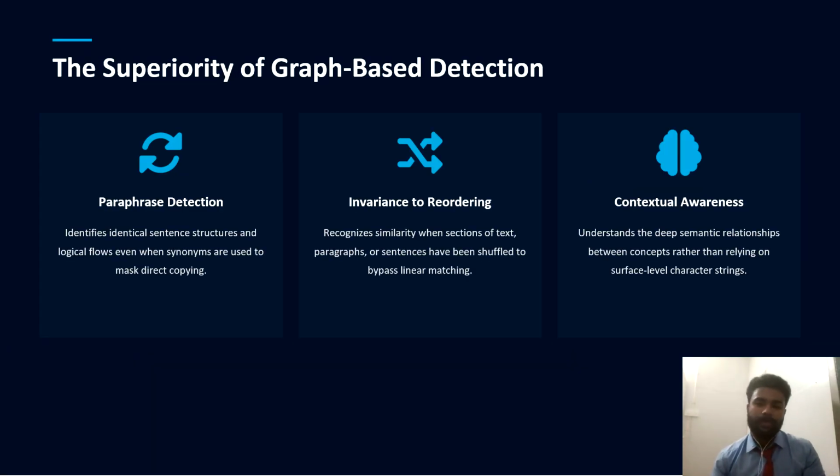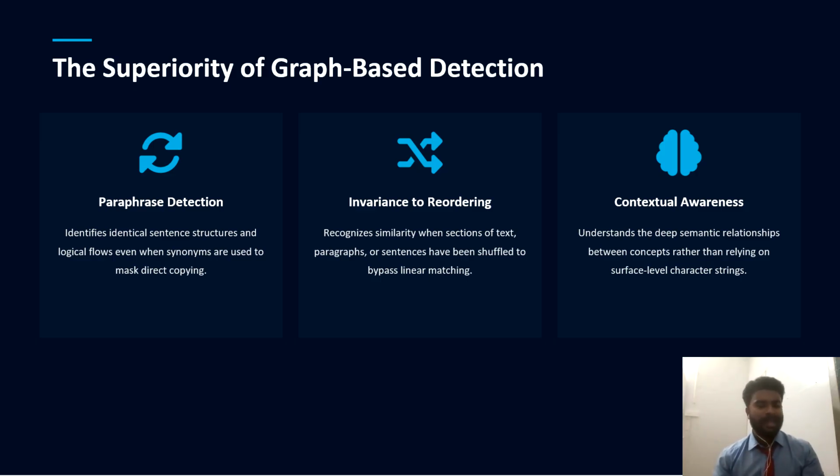Graph-based detection is powerful because it focuses on structure instead of surface-level words. This gives several advantages. First, it can detect paraphrased content, even if the words are different. Second, it can recognize similarity even when sentences are rearranged. Third, it can understand relationships between ideas, which improves detection accuracy. This makes graph-based detection far more reliable compared to simple keyword matching.